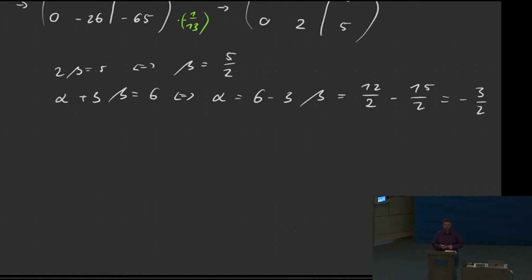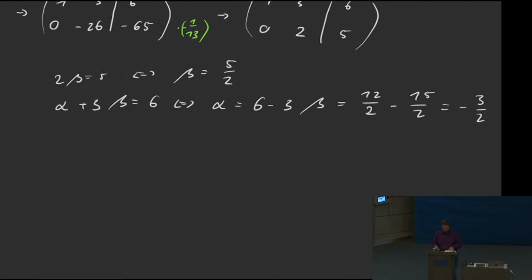Okay. You still agree with me? Good. So that's our parameters. Alpha is minus 3 over 2. Beta is 5 over 2. And we don't even need the b hat, right? Because all that was asked for is those two parameters, and that means that's our solution.